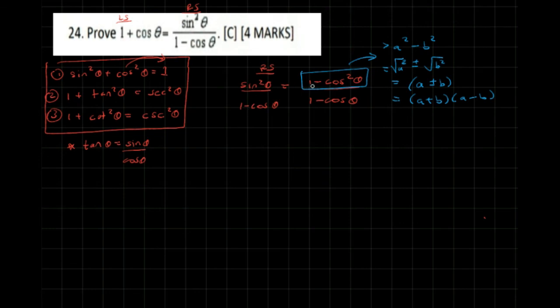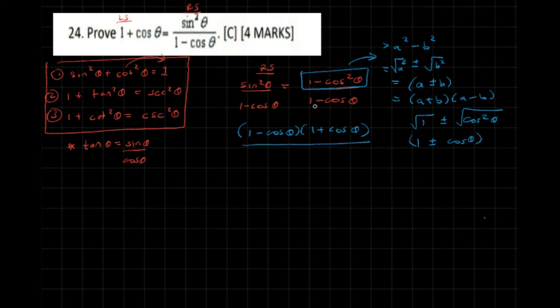So we understand that we can factor 1 minus cosine squared theta as 1 minus cosine theta times 1 plus cosine theta, right? You take the square root of 1 and the square root of cosine squared theta, which gives you 1 plus or minus cosine theta. So that's where I got these two conjugate factors from. This is the numerator, and I'm going to put this over the denominator 1 minus cos theta. You can notice here that there is a common factor of 1 minus cosine theta.